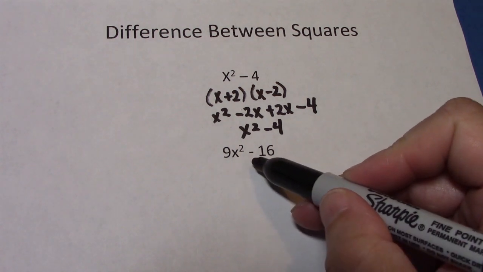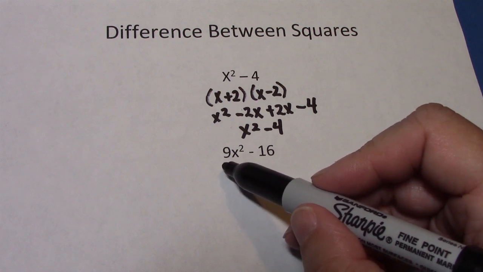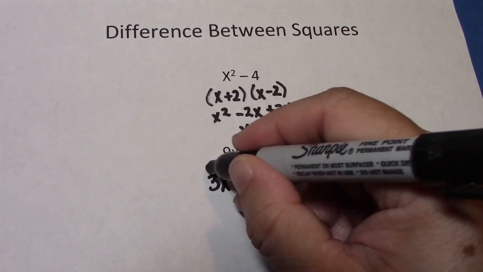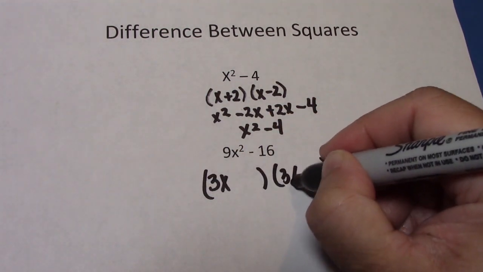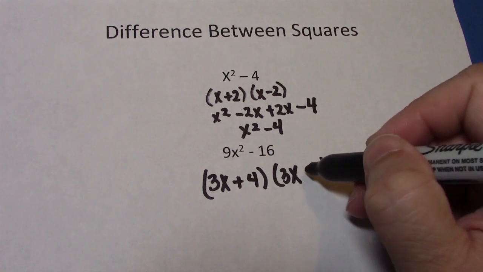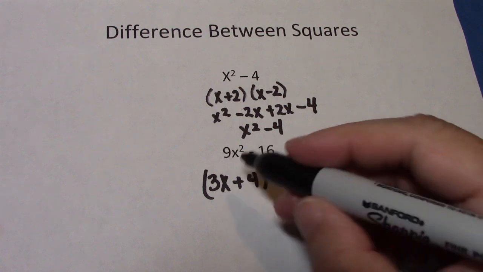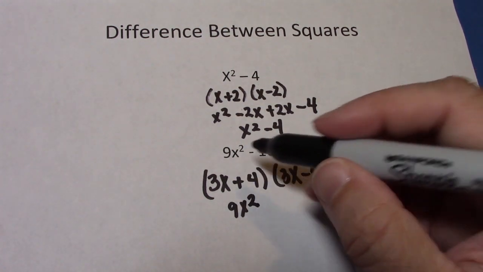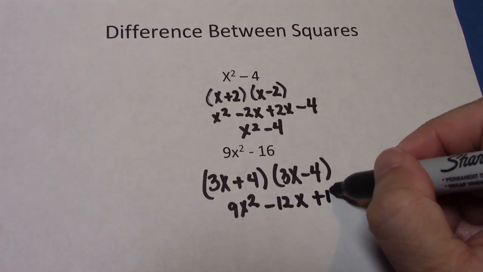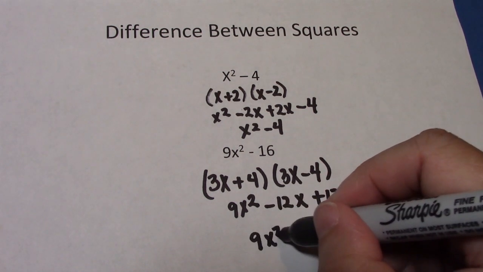Here again, here's the difference. So there's subtraction always between the two, never addition, and they're perfect squares. So 9, the square root of 9 is 3x, and then 16's square root is 4. So plus 4 minus 4, and see what happens. So 3x times 3x is the 9x squared. Outer, we'll get negative 12x and plus 12x minus 16. And again, these cancel out, and you're left with 9x squared minus 16.